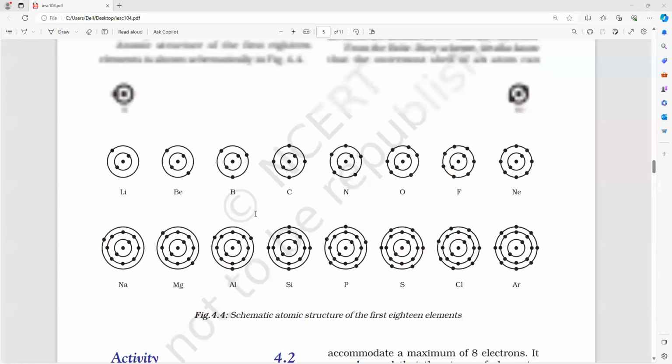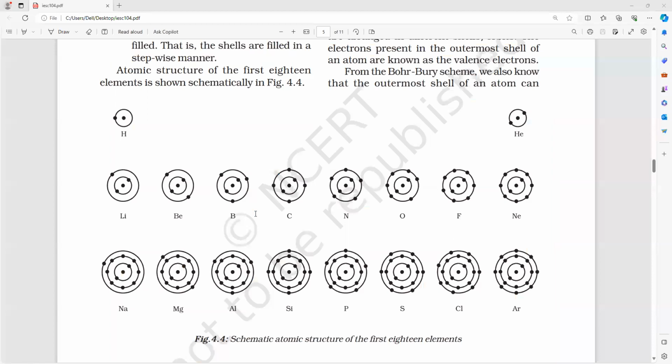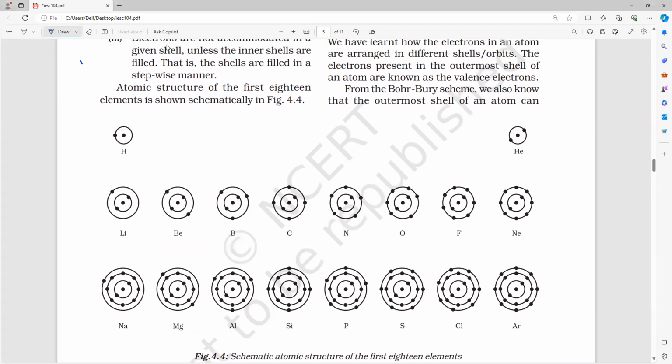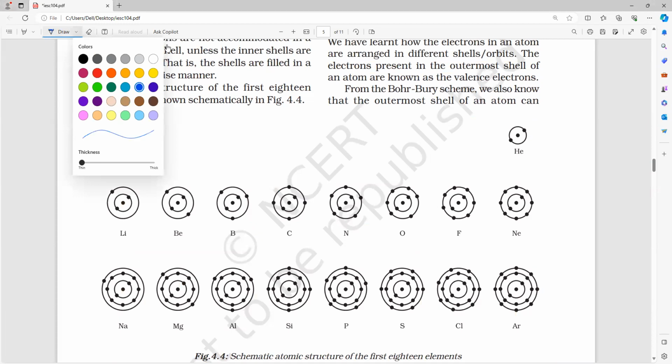Okay. Now, in our NCERT book, you can see they have given the first 18 elements. You can see the names also. The structures and everything are given, but even the structures are not proper, because I will modify the structures into number of protons and number of neutrons also. That is even more perfect.